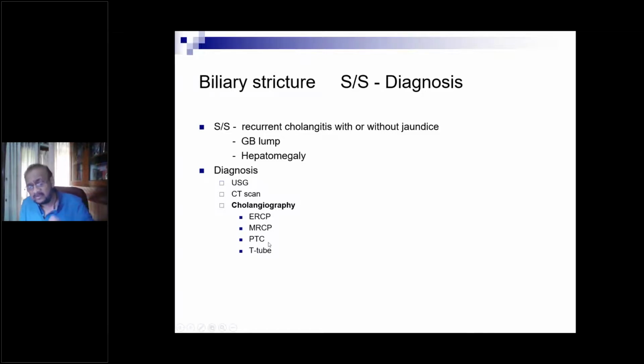You go through the skin into the liver, and you directly put the needle into one of the cholangioles and inject the dye. That is PTC. Or if the T-tube is inside, you can do a T-tube cholangiogram. So cholangiography can be done by all these 4 methods: ERCP from below, PTC from the top, MRCP by magnetic resonance, and you can do a T-tube cholangiogram.